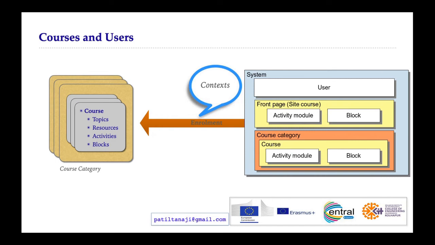So the scope is broadest, or highest rather, at a system level or at the site level, then reduced somewhat. Anyways, the front page is also treated as a single site course. A course category, as I mentioned, holds multiple courses. So at a course category level also, we map the users. So these are different contexts: the system, the front page, the course category, the course, and activity and block.